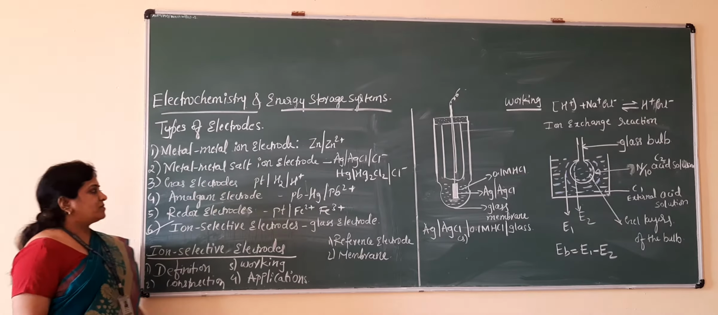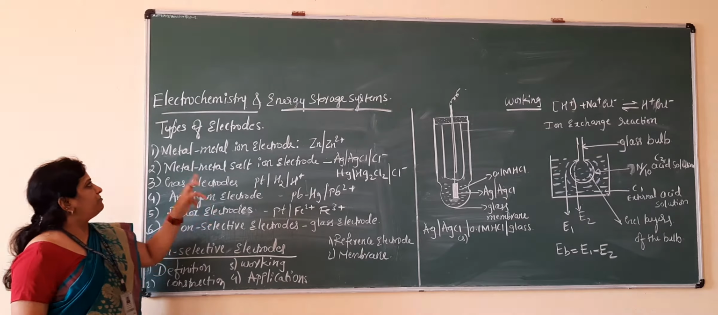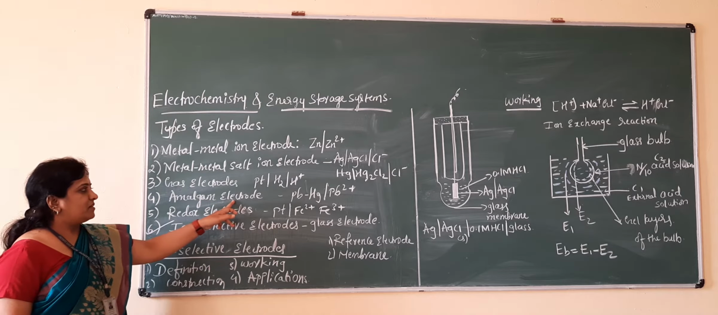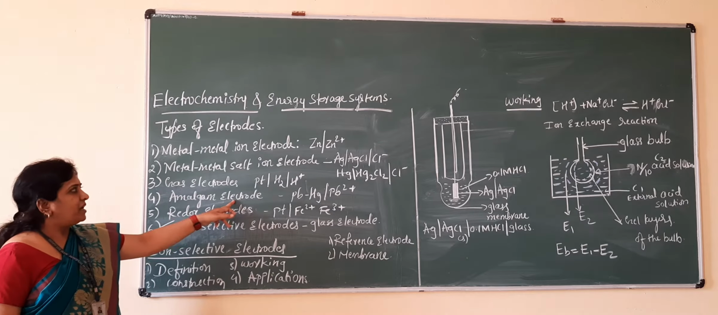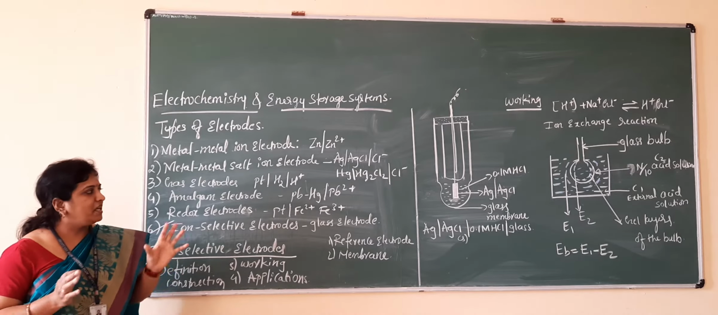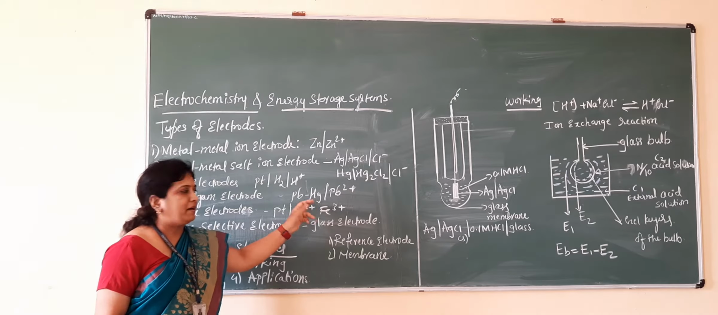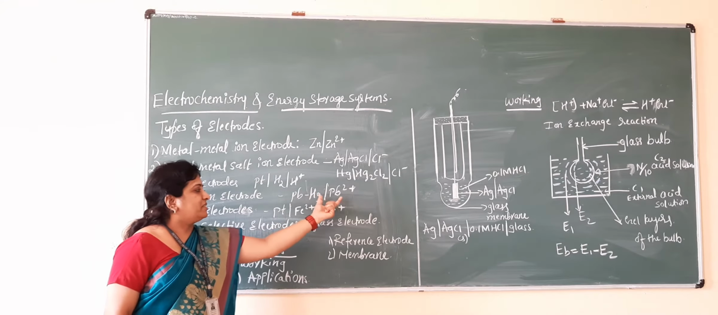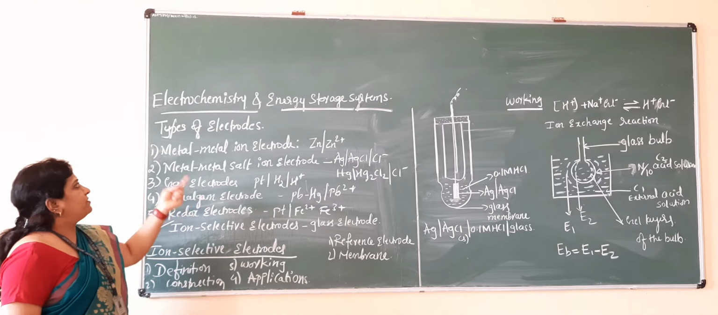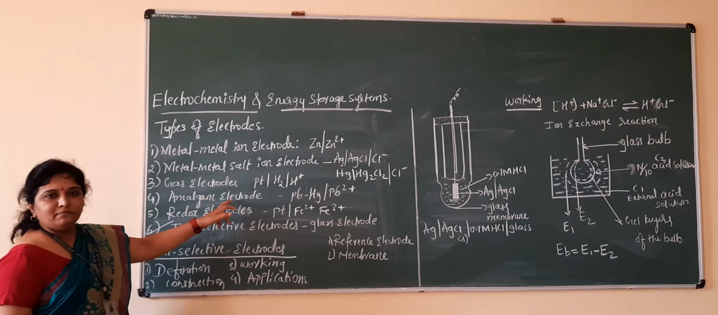So these are gas electrodes. The amalgam electrode is similar to the first one, the metal ion electrode. It is exactly the same, only one thing changes. Instead of a metal in contact with the solution of its own ions, here we take an amalgam, a combination of mercury with a metal. This is in contact with the solution of its own ions. In this way it differs from the first one, the metal ion electrode.